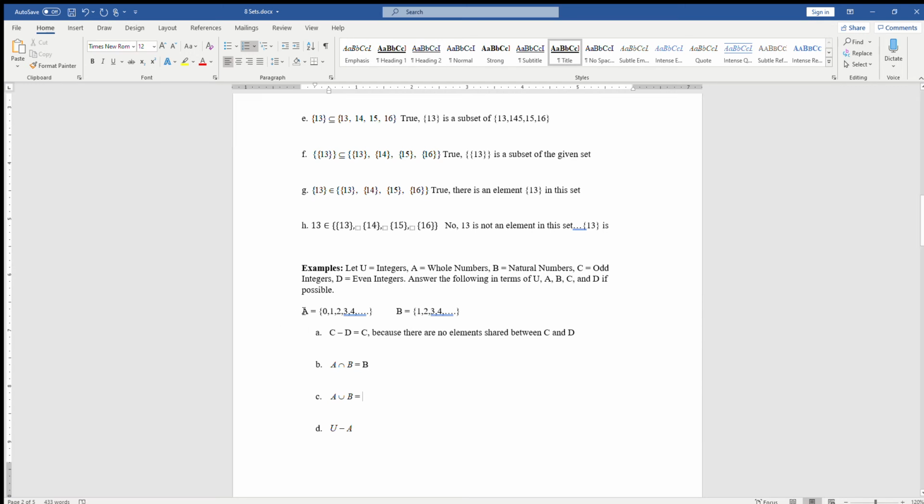A union B. Basically, we're going to juxtapose A and B together. If we juxtapose them together, again, the only element that's different is this 0. So if we blend A and B together into one set, we're going to have 0, 1, 2, 3, 4, and that's exactly set A. Finally, U minus A. U minus A is going to be the universe, which is all integers, minus the whole numbers. So remember, whole numbers are 0, 1, 2, 3, 4. So that basically means all I'm left with is the negative integers. So a way we could express that is U superscript negative.